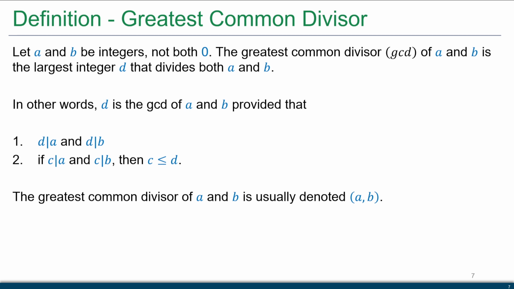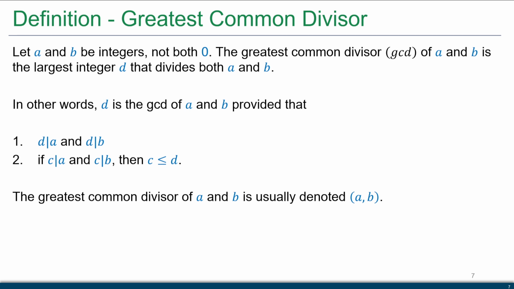To say this in other words, d is the greatest common divisor of a and b, provided that two conditions hold true. The first condition is that d has to divide each one of them. So it has to divide a, and it has to divide b. If, by the division algorithm, there was a remainder for either one of these, this wouldn't work. The remainder has to be 0.